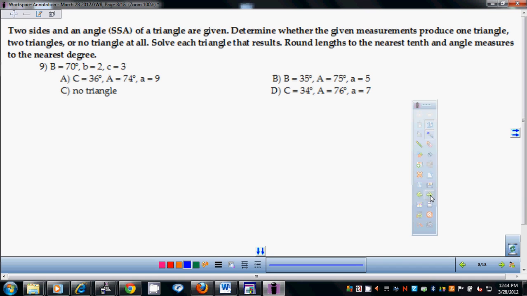Well, there are 2 of this exact kind of problem, but they have the same direction. The key in the directions is the SSA. If you see the SSA, this is what it wants you to do. Because that's getting us to think of the ambiguous case. That thing where we had to do the tests and everything.